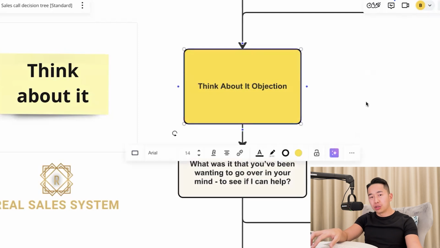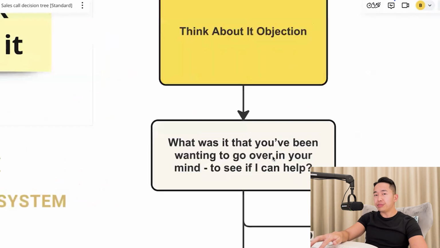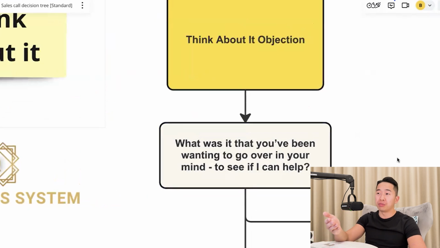It's not a real objection, because a real objection sounds like, "Well, listen, I've tried something like this before. It didn't work, so I'm afraid this won't work again." That is an actual concern, right? But "think about it" is like, well, think about what? So at that point, we've got to isolate the real objection. A question you can ask is this.